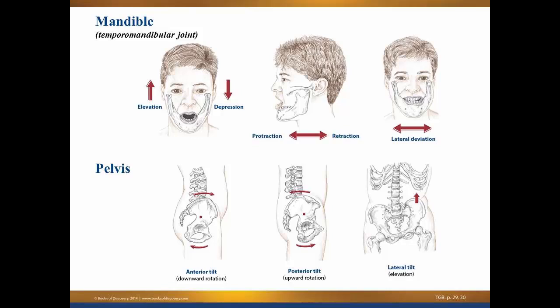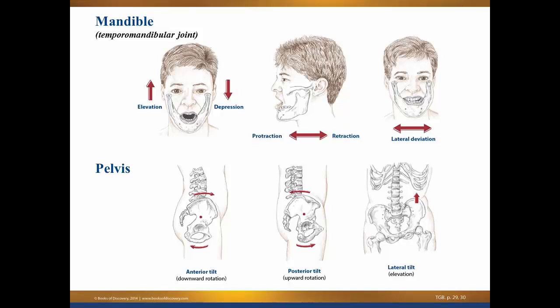This is a wonderful image of the pelvis, and it's showing you anterior and posterior tilt. With an anterior tilt, it's easiest to think about the pelvis as a basin or as a bowl. If that bowl tilts forward, it spills forward. That's an anterior tilt.